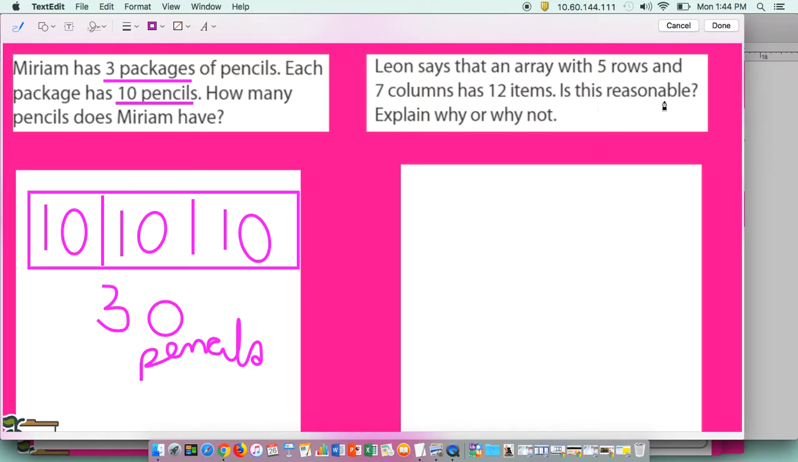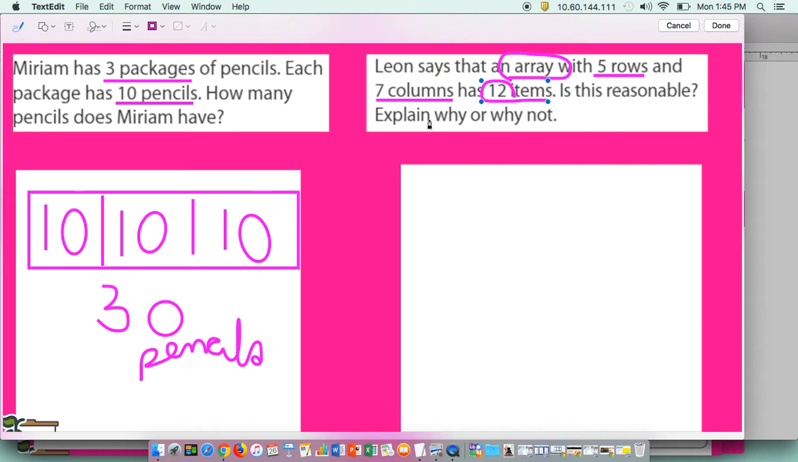All right, Leon says that an array with 5 rows and 7 columns has 12 items. Is this reasonable? Explain why or why not. For this one, you're going to draw an array. You want to make sure it has 5 rows and 7 columns. And answer if it's reasonable. Does that make sense? Does he have 12 items in all when you do the array?